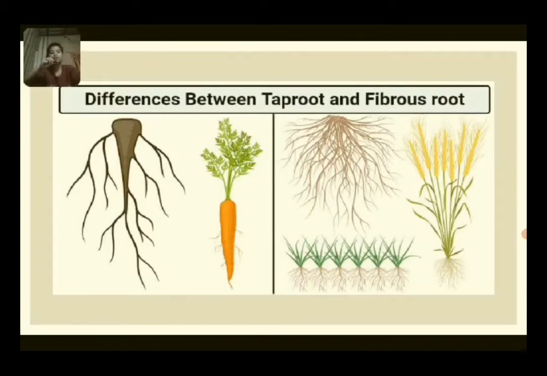A taproot system has a single main root that grows down. An example of a taproot system is a carrot. Grasses such as rice and corn are examples of fibrous root systems. Fibrous root systems are found in monocots. Taproot systems are found in dicots.